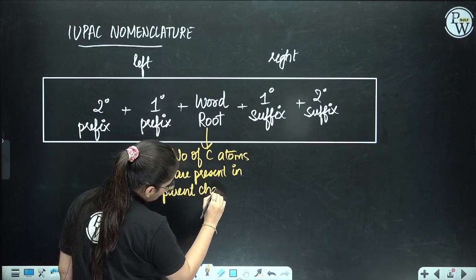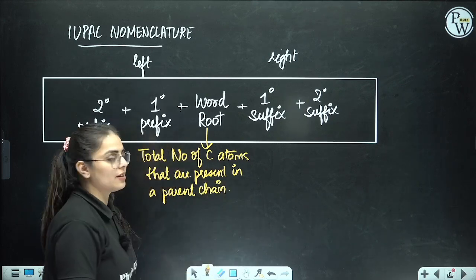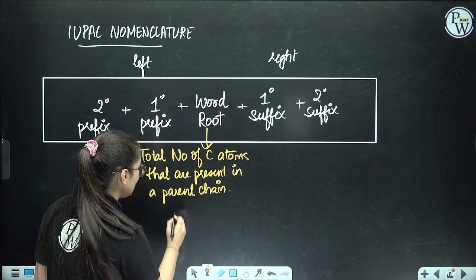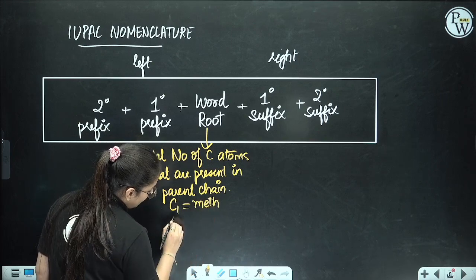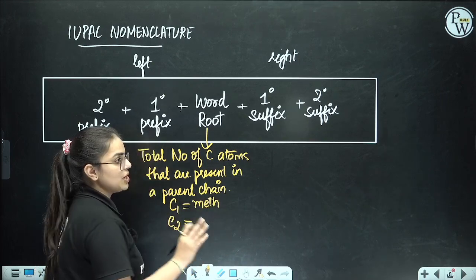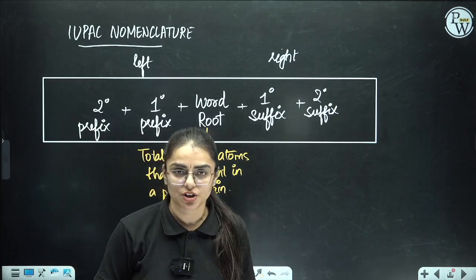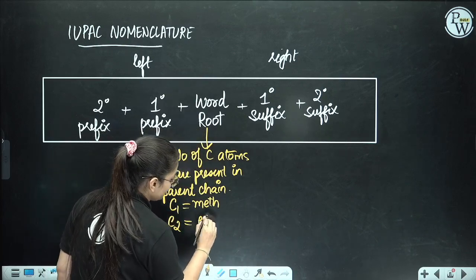Word root represents the total number of carbon atoms present in a parent chain. For example, if there is 1 carbon present in a compound, you are going to write meth. If there are 2 carbons present in the parent chain, the parent chain being generally the main chain or the longest chain, you are going to write eth.